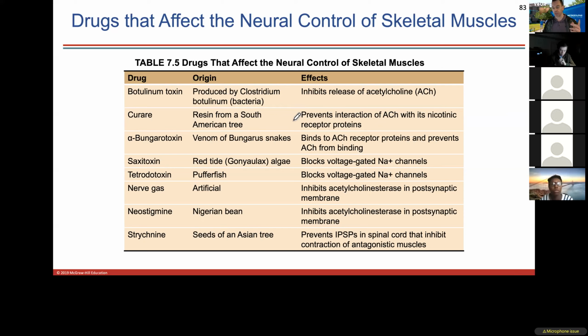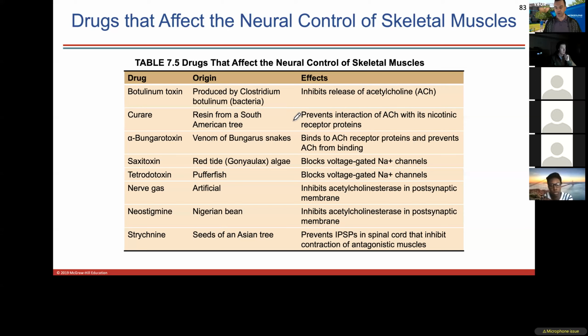Botulism. Okay, if you're going to go get some Botox tomorrow, botulism, there you go, inhibits acetylcholine release, and that helps to stop the muscle from getting that wrinkled, contracted appearance. If you're going to go out and shoot yourself with some curare, there it is. It prevents interaction of acetylcholine and nicotinic receptor. It competes with it.